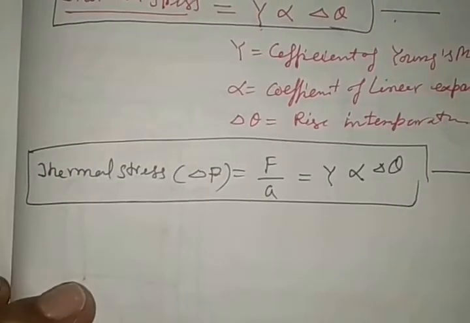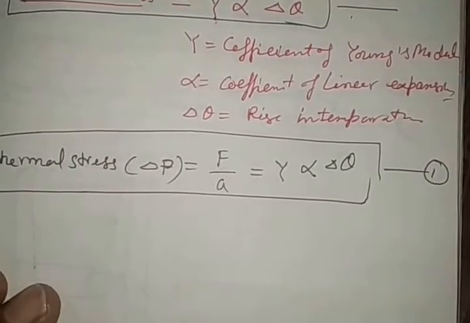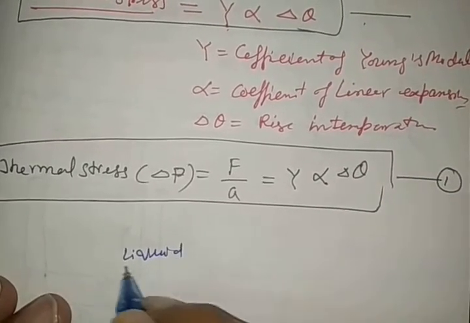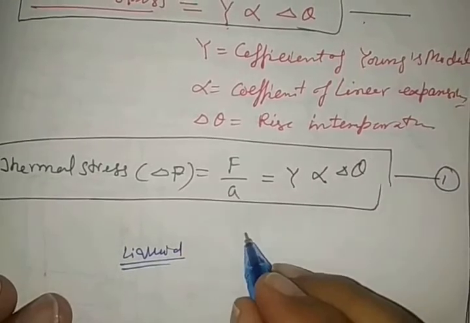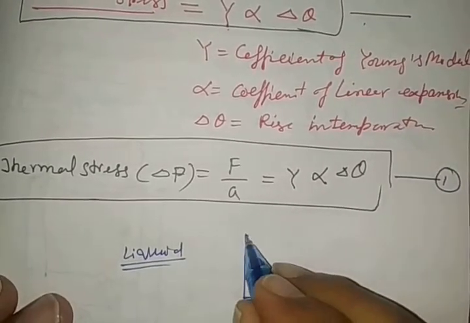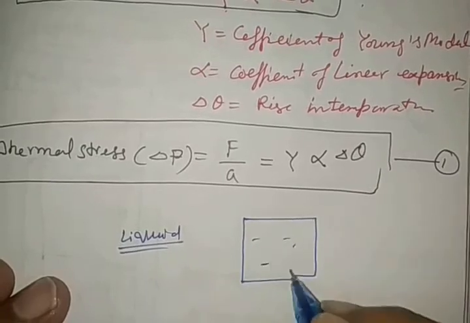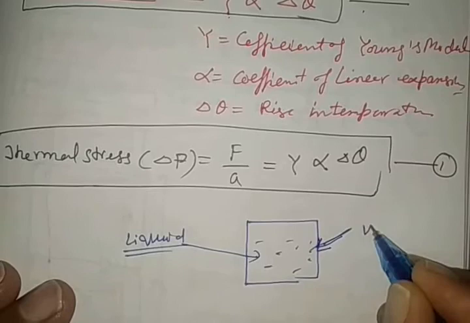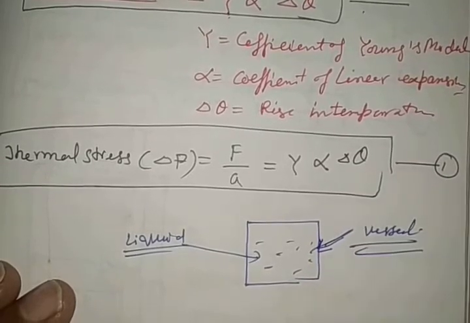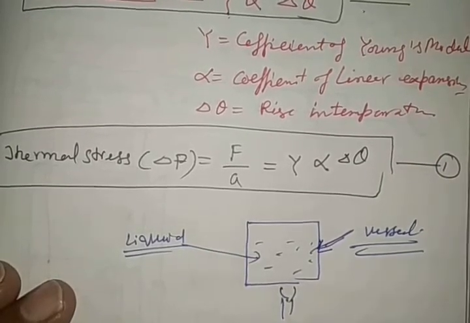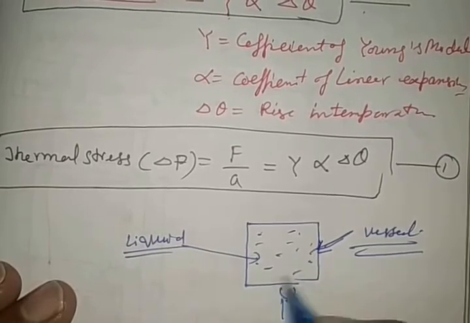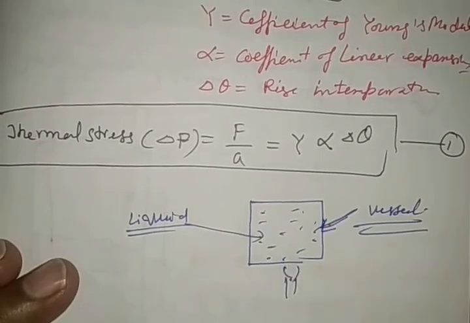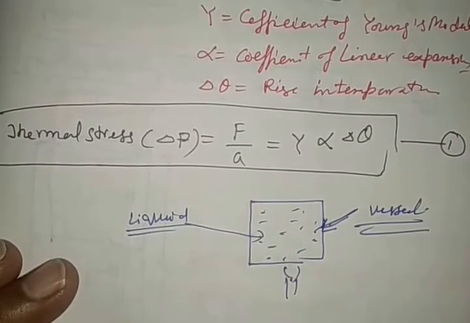Now see one more thing. In place of a solid rod, if we take a liquid, right, and the liquid is kept in a vessel here, and it is heated from inside. So again the intermolecular or interatomic space increases and stress is applied here on the wall of the container or vessel.